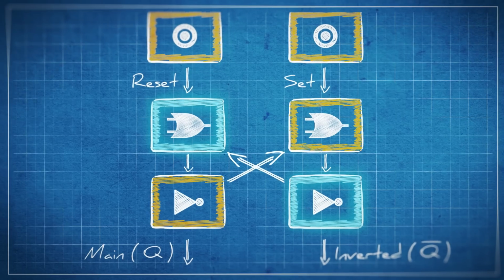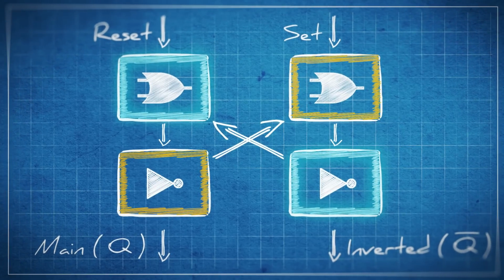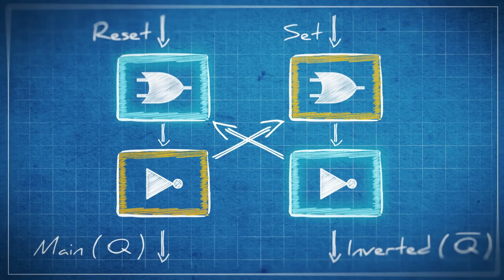So that's the RS-Nor latch. They can be used for all kinds of things, like controlling more advanced rail systems, holding states that are used in other logic circuits, and a whole lot more.